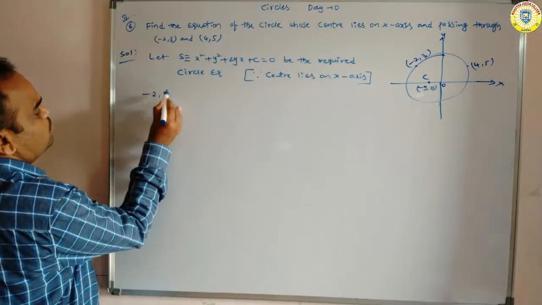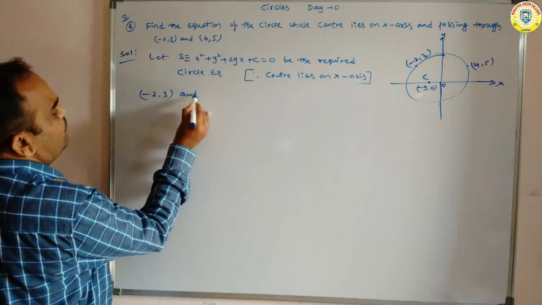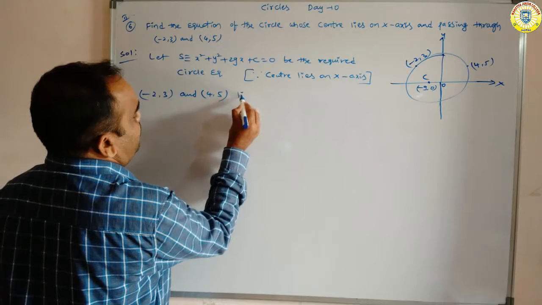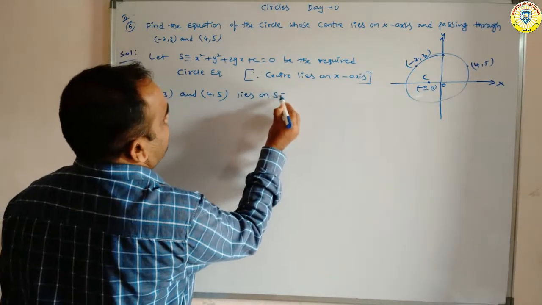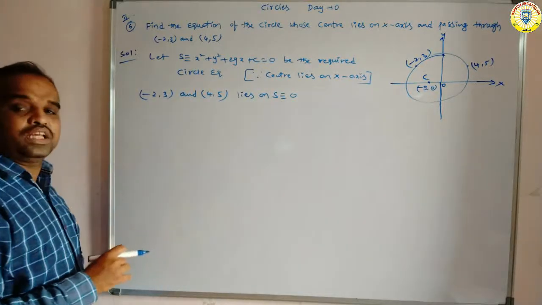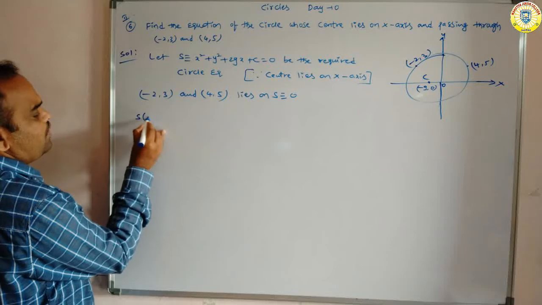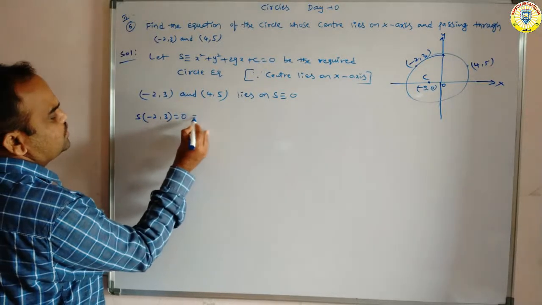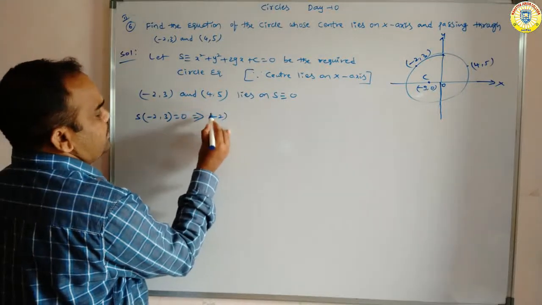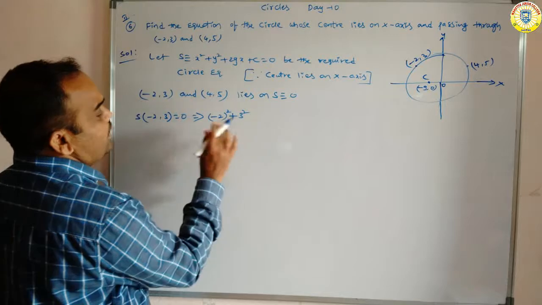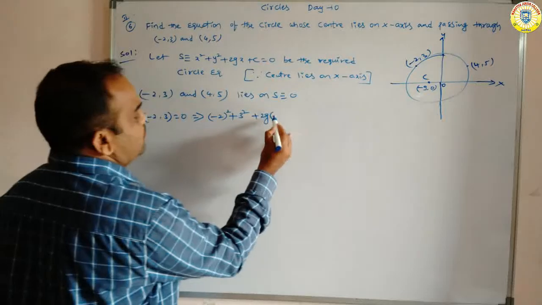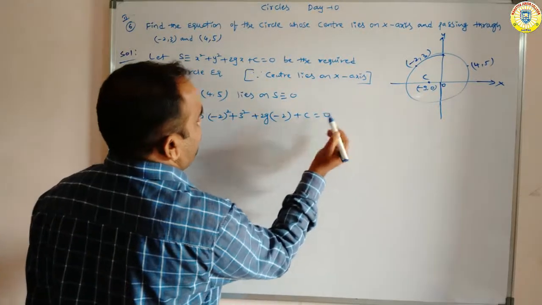Here (-2, 3) and (4, 5) lie on the circle S equal to 0. So these two points lie on the circle S equal to 0. Here S of (-2, 3) is equal to 0. That implies x is equal to -2, y is equal to 3. So (-2) squared, 3 squared, and 2g into x, which is -2, plus c equal to 0.